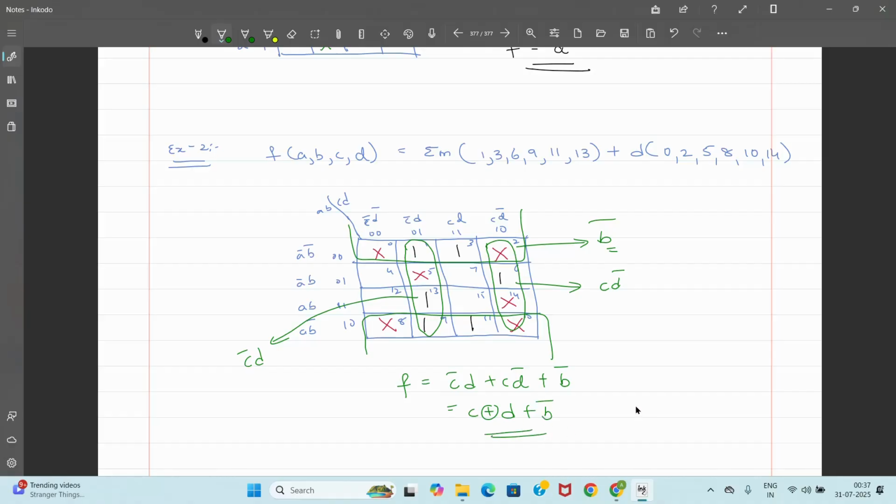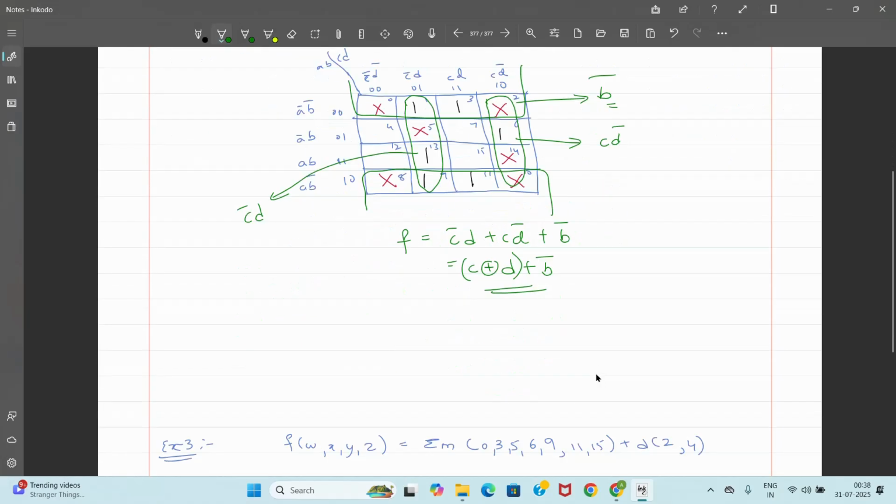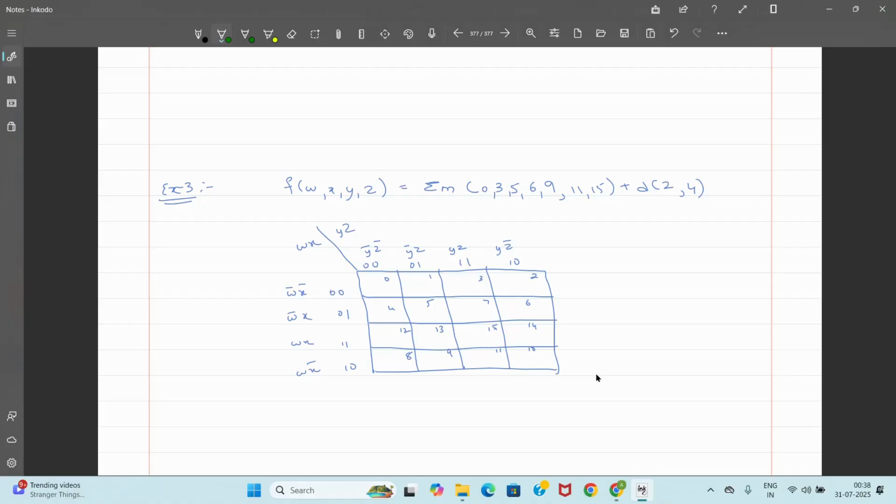Okay, so this is how you can take the help of the given don't care terms to make bigger groups so that you can eliminate the maximum number of variables in this equation. I hope this is clear now. Let's take one last example for this. With this, we'll wind up this lecture.